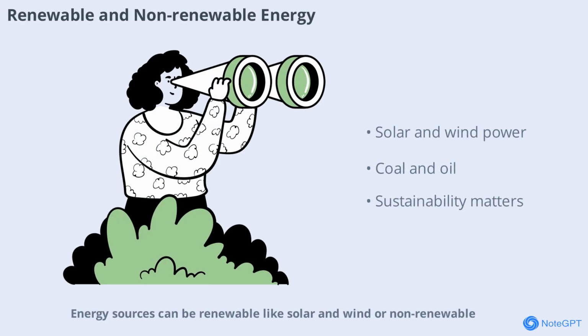Energy sources can be renewable, like solar and wind, or non-renewable, like coal and oil. Renewable sources are sustainable and have less environmental impact, while non-renewable sources are limited and can cause pollution. Understanding these differences helps you make informed choices about energy use and conservation.